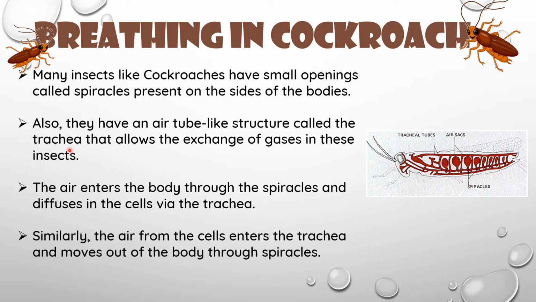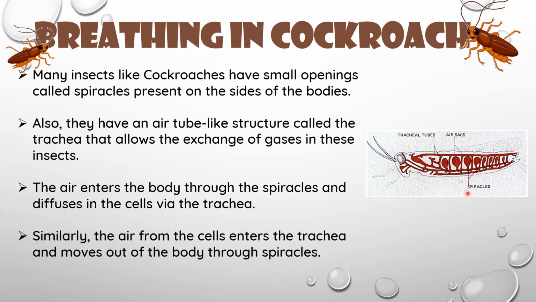Trachea. These two words are important. First, the small openings through which gases go outside and inside: those small openings on the sides of the cockroach are called spiracles, and the tube-like structure inside the body is called trachea. The air enters the body through the spiracles and diffuses in the cells via the trachea. Diffuses means it spreads all over its body through the trachea, because trachea is a tube-like structure.